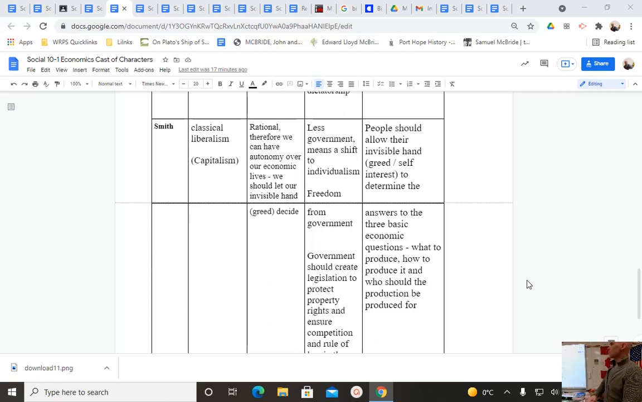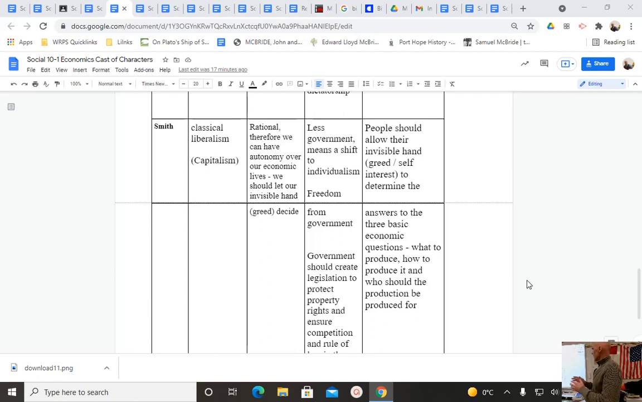So we have classic liberalism, we have capitalism. His idea of the nature of man is that we're reasonable, we're rational, therefore we can be self-governing. So what is the role of government? Well, we need less government. Less than what? Less than he had been seeing under mercantilism. Under mercantilism, the government was in this position of granting special monopolies for insiders. And that would reduce the size of the economy.